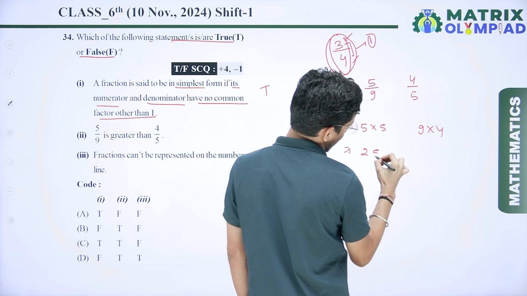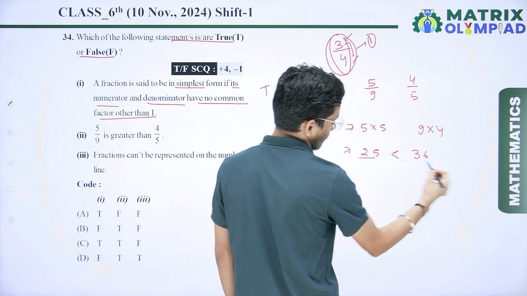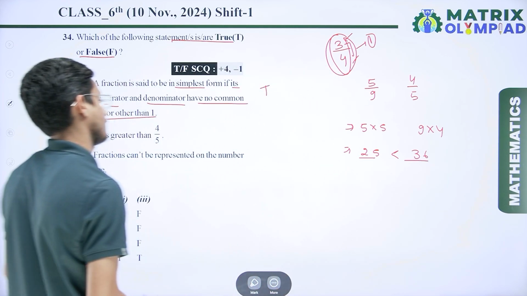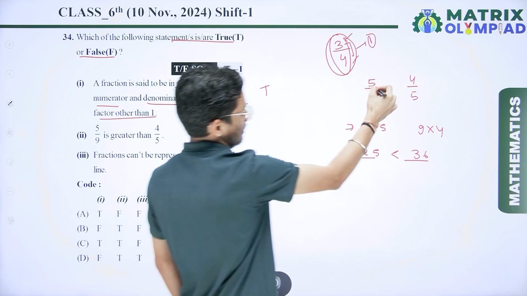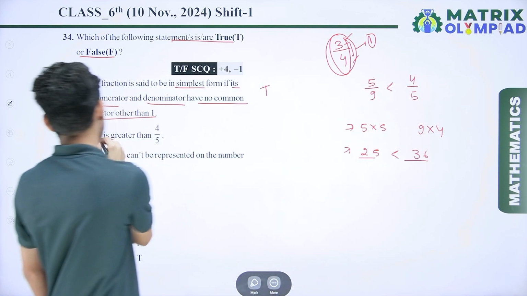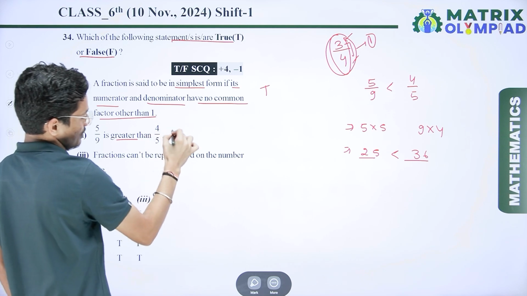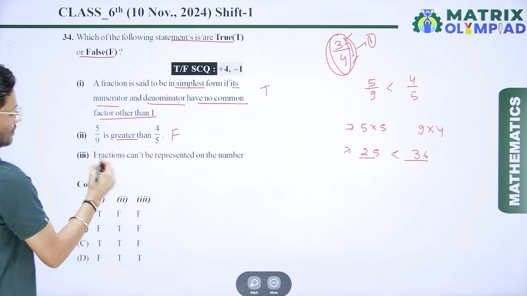So 25 and 36. Here I can say that 25 is less than 36. So 5/9, according to this, I can say that 5/9 is less than 4/5. So 5/9 is greater than... So this one is false according to this situation.